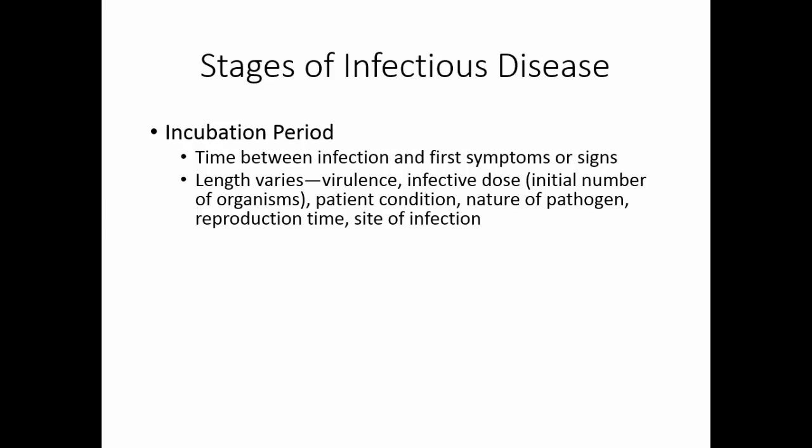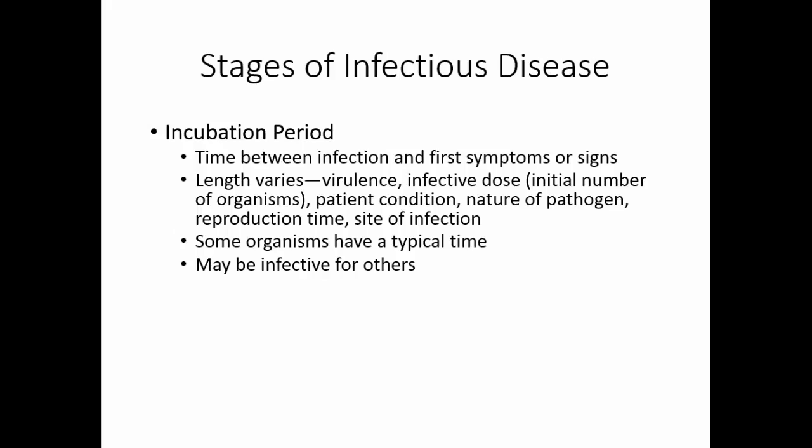What's the condition of the patient? Are they relatively healthy or are they somewhat run down? What's the nature of the pathogen? Does it have a number of virulence factors or not? How long does it take for the organism to reproduce? And what's the site of infection? Some sites are more resistant to infection than others. Some organisms have a typical time. Most of the childhood viral diseases had 21 days. During the incubation period, the patient may be infective for others. This may be a carrier period.